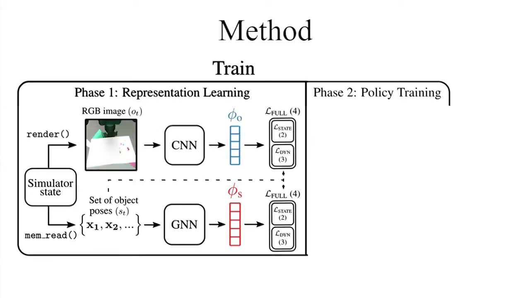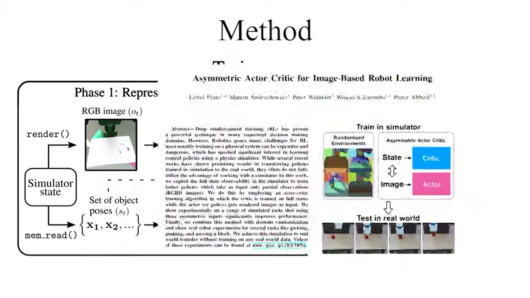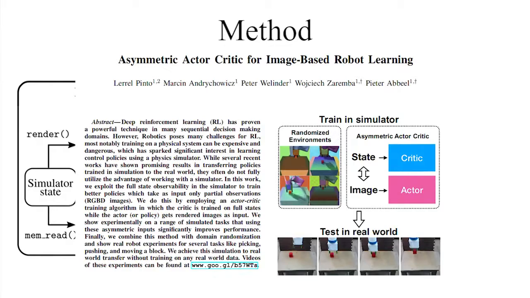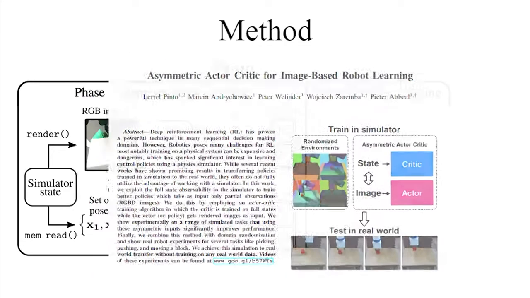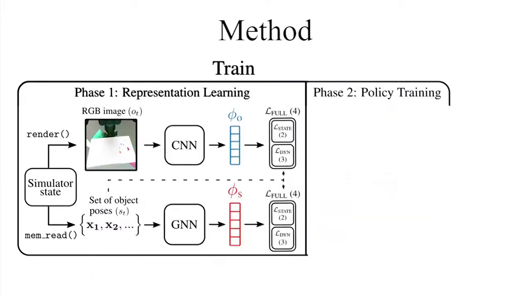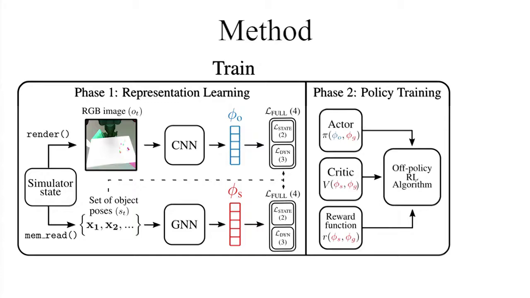For our policy training phase, we build off the asymmetric actor-critic approach from Pinto and colleagues. The idea is to feed image information to the actor network so as to produce a policy that operates in the real world, while feeding state information to the critic network to more quickly learn value functions and aid in training. In contrast to prior work, we develop an asymmetric actor-critic style approach that scales to multi-object settings.